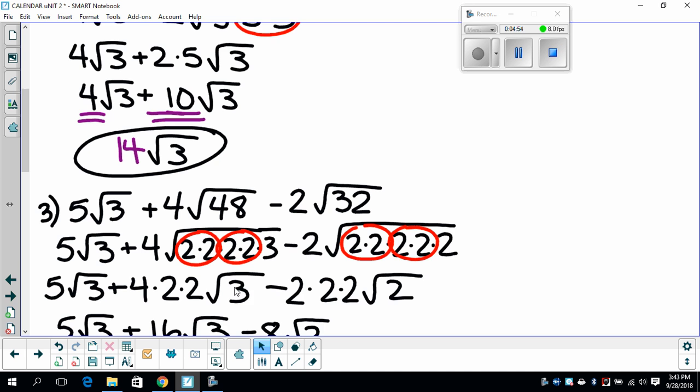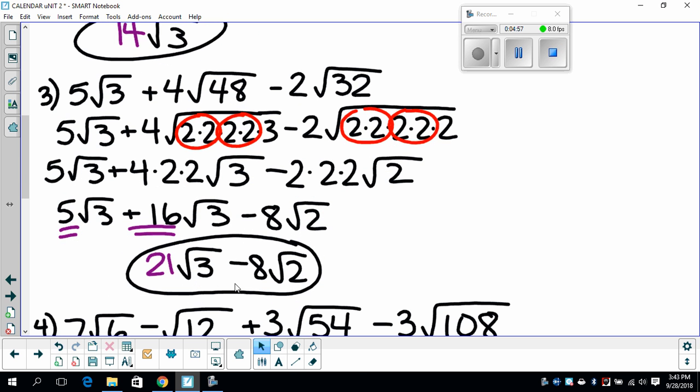Okay. In number 3, we have 5 times the square root of 3 plus 4 times the square root of 48 minus 2 times the square root of 32. Again, nothing matches at first, but if we simplify, we can see that this 48 is going to simplify to have a radicand of 3, which is going to match our 5 times the square root of 3. So these are going to end up being able to be combined.